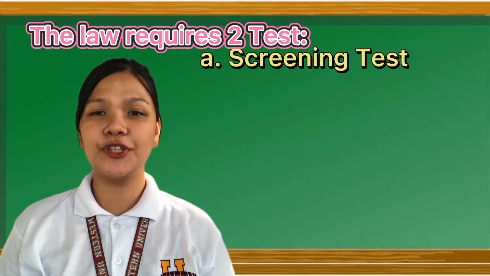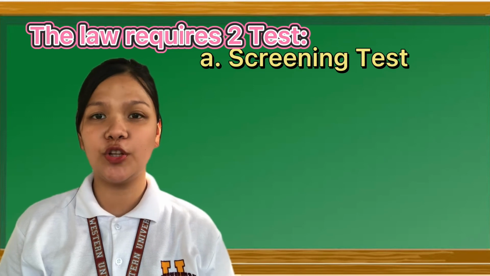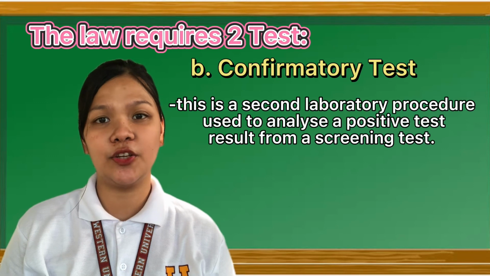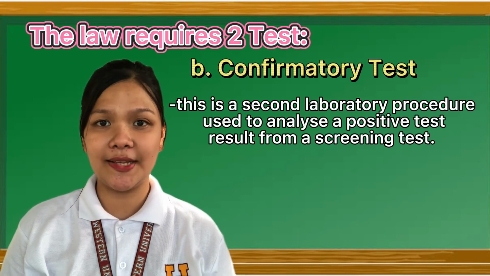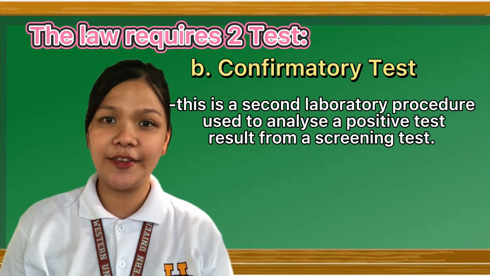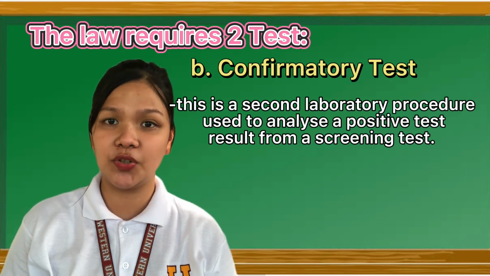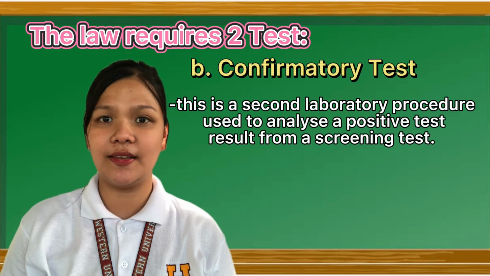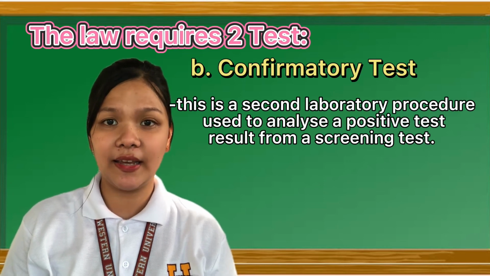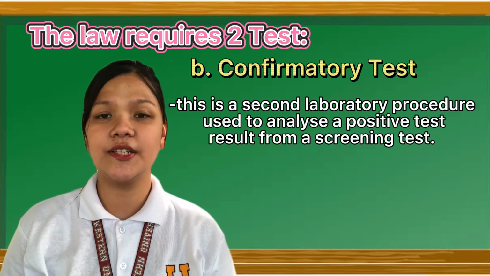So that's all for screening test. May we move on to the confirmatory test. In order to assure reliability and accuracy, a confirmatory test is an analytical procedure used to identify and quantify the presence of a specific drug or metabolite that is independent of the initial test and uses a different technique and chemical principle than the screening test.